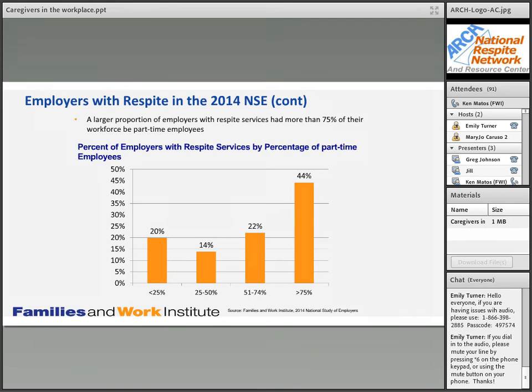And we also took a look at whether or not they tended to have part-time or full-time employees. Interestingly, a large number of the employers that had respite services had large part-time employee pools. So 44% of the respite employers had more than 75% of their employees being part-time. That could mean a number of different things.